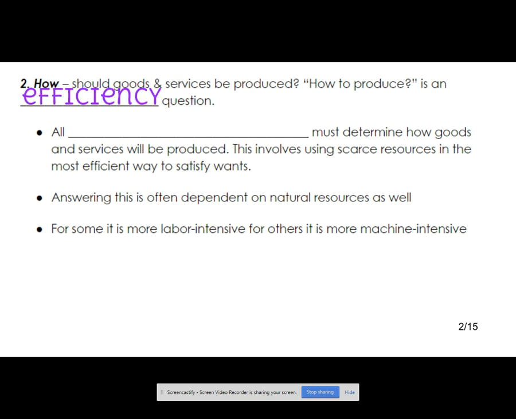And this is an efficiency question because you want to use the resources that you have in the most efficient way possible. Because you don't want to start a business and say, I want to lose $3 million this year, right? No one wants to do that. So they'd have to use the resources that they have efficiently so that they can maximize their profit.